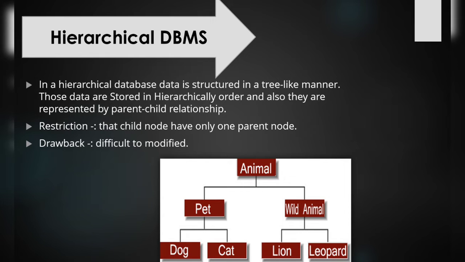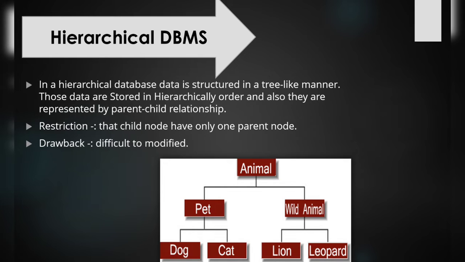So in our hierarchical database management system, we have a parent that has many children. Animal has two children, pet and wild animal. Then we have another parent, pet, and pet also has two children, dog and cat. Wild animal is also a parent, and it has two children, lion and leopard.